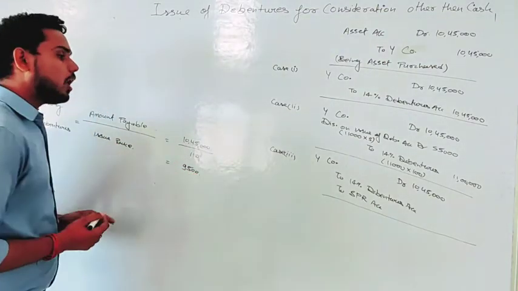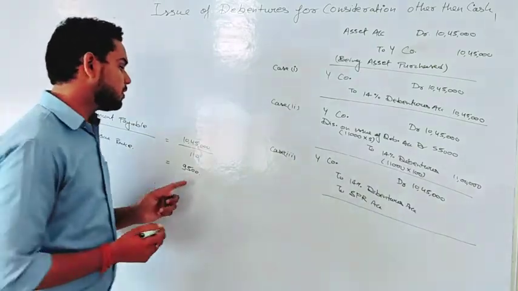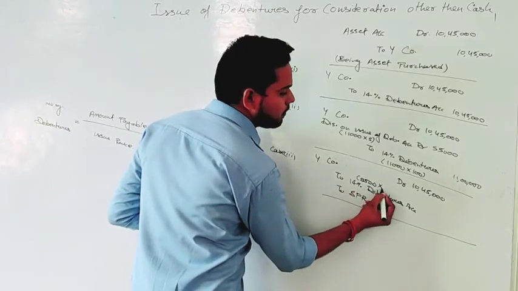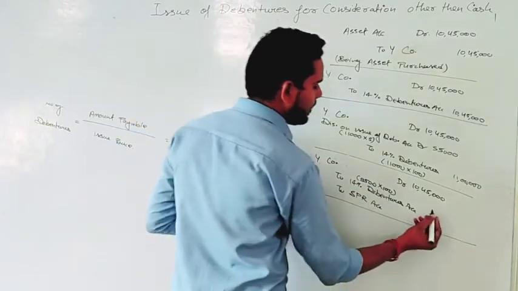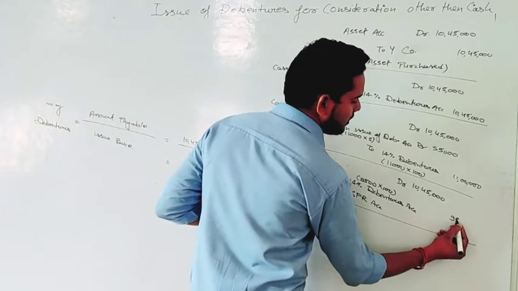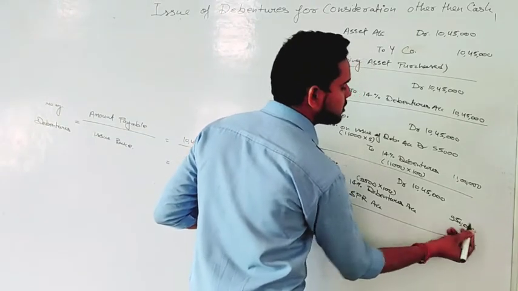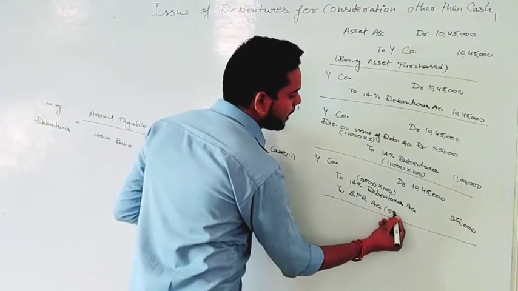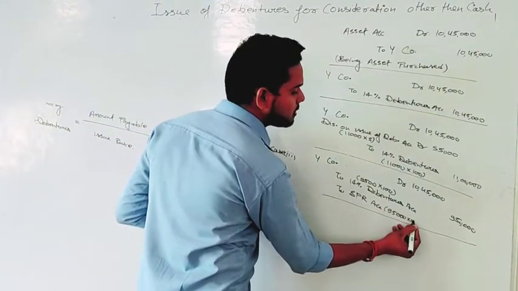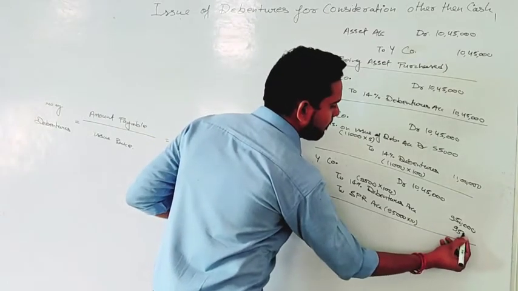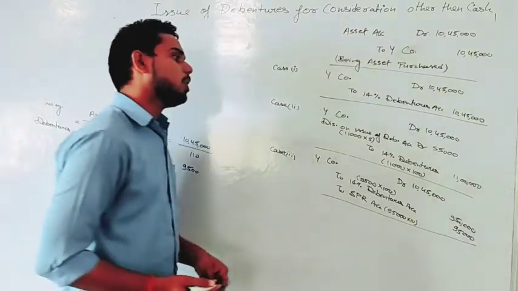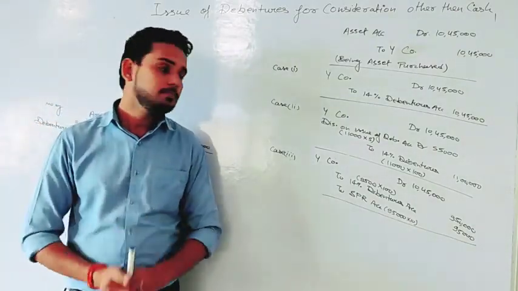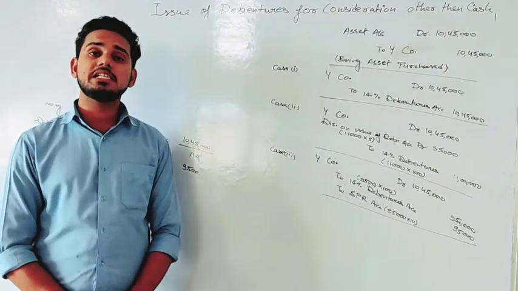Now we know the number of debentures, so we can multiply this number of debentures, 9,500, with face value 100, and we find the amount to write in 14% debentures, that is 9,50,000. And 9,500 multiplied by the premium amount, which is 10 rupees, gives the amount to write in SPR, that is 95,000. Being debentures issued to Y company at a premium of 10%. Okay, right. So I hope all the three cases are clear to you.